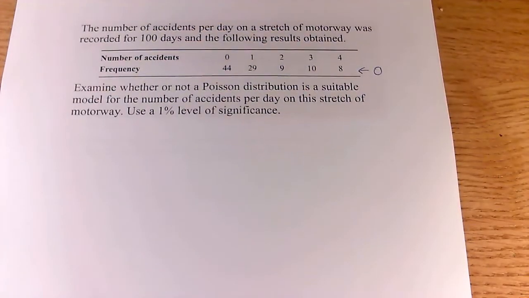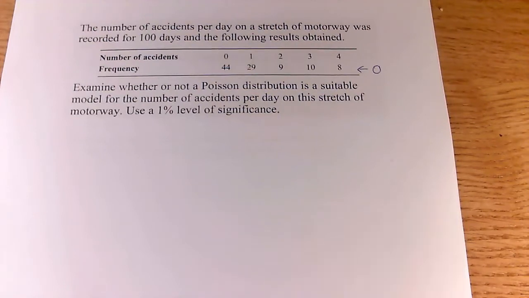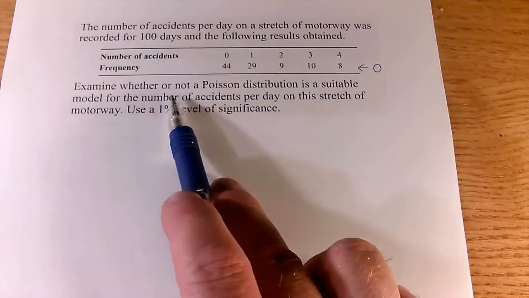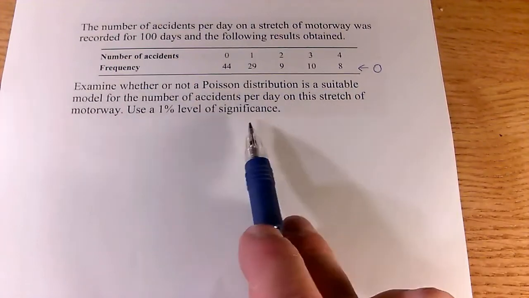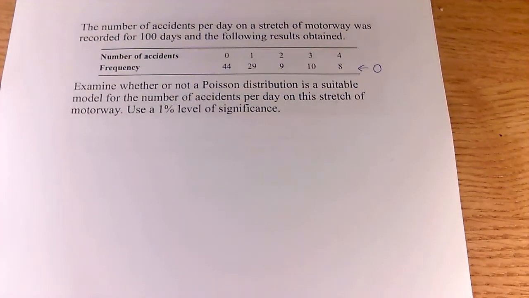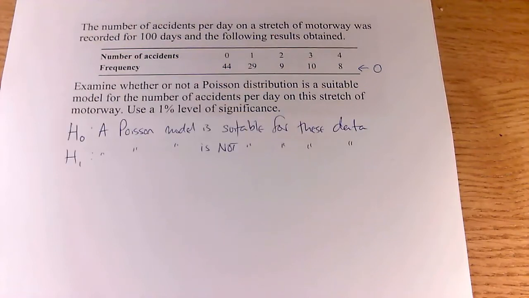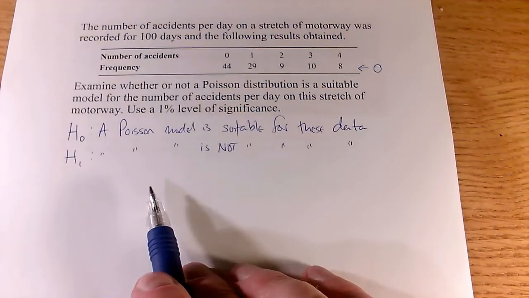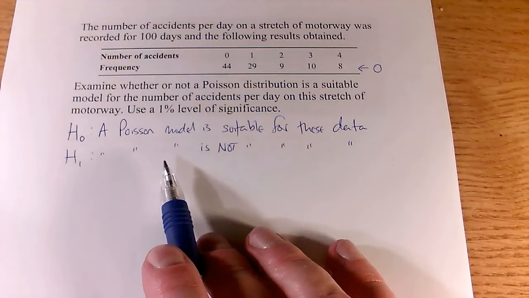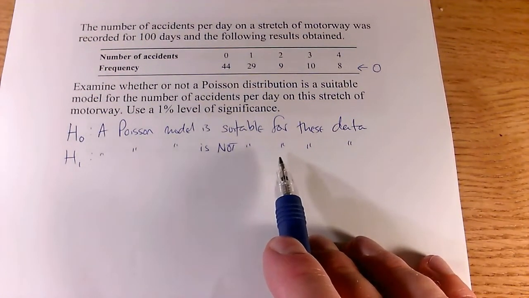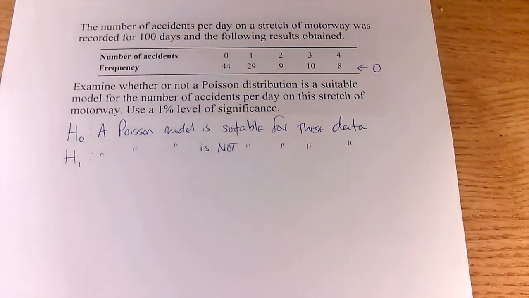So your first thing is to state your hypotheses. It says examine whether or not a Poisson distribution is a suitable model, so that gives us a clue to the hypotheses. There are my hypotheses. The null hypothesis is always that the model is suitable. If the observed frequencies are not too far away from the expected ones, we'll go with the model. But if they're too far away, then we'll have evidence that the model isn't correct. We'll have evidence for H1.